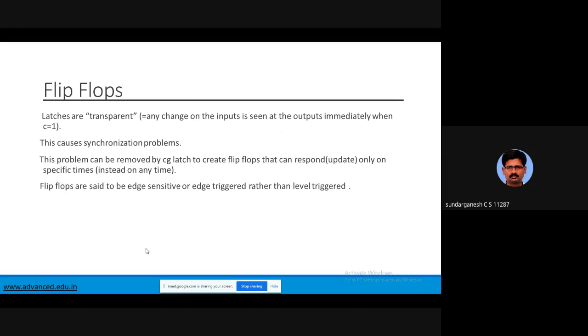Latches are transparent. Transparent means the output depends upon the input, so the output changes only on the input. This will cause many synchronization problems. Mostly latches are not used for storing memory. They use only flip-flops because the output should change at a particular instant of time, not randomly. Flip-flops are said to be edge triggered or level triggered. Edge triggered means positive edge triggering or negative edge triggering. Next one is level trigger, level 0 or level 1 trigger.